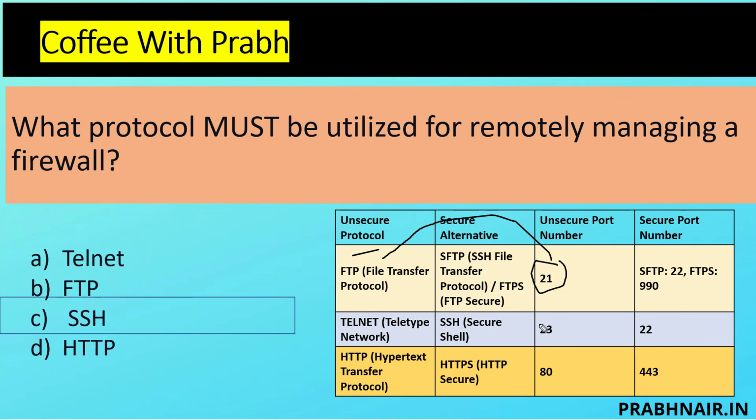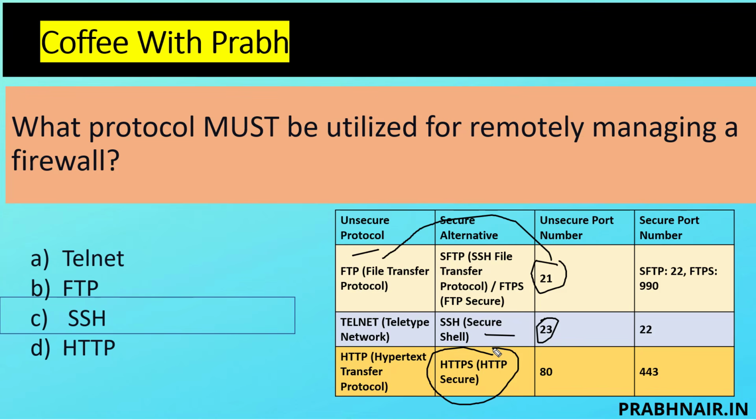Now Telnet is there, with port number 23. And as the secure alternate of Telnet, we are using SSH, which uses port number 22. Then HTTP basically uses port number 80. The alternate of HTTP is called HTTPS. So remember, from the CC exam perspective, the alternate of HTTP is HTTPS, which sends the data in a secure manner.